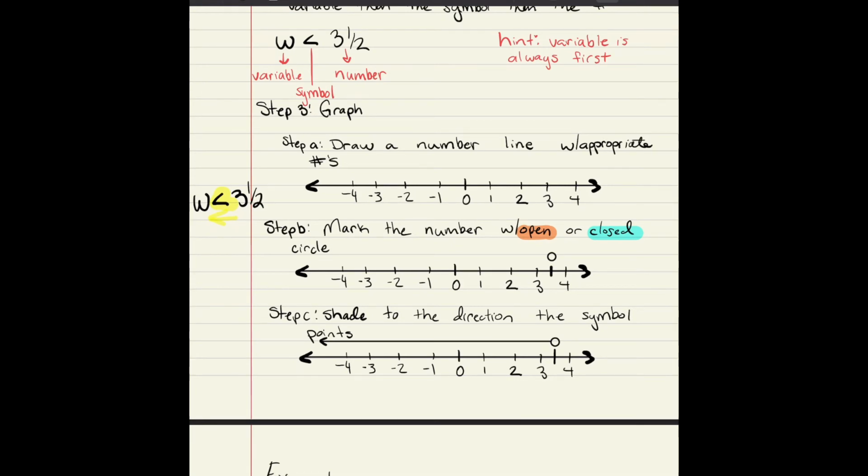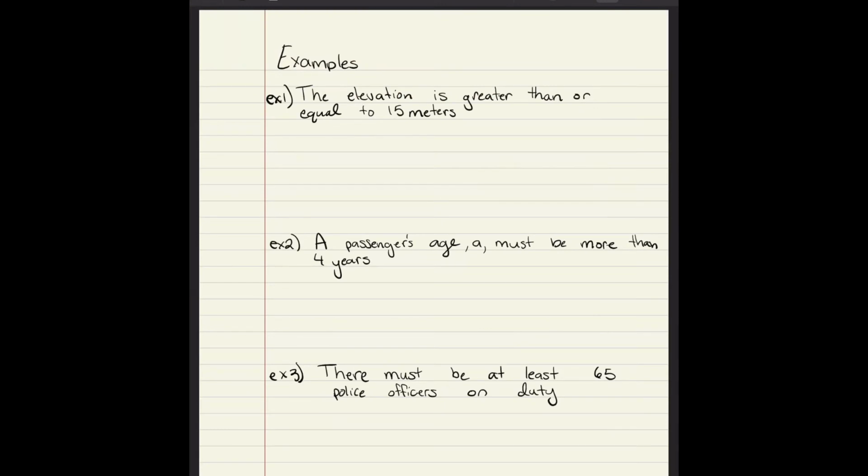So we can take our symbol and use it as like an arrow. And that's it. All right, here are our examples. Example 1 is the elevation is greater than or equal to 15 meters. So I'm going to circle the important information. The greater than or equal to shows us what symbol we're going to be using. And I'm going to use E for elevation.